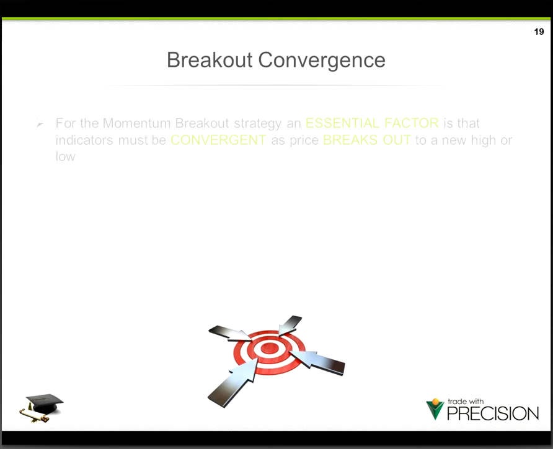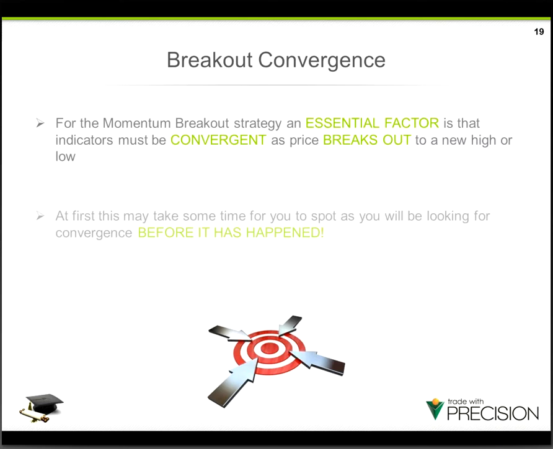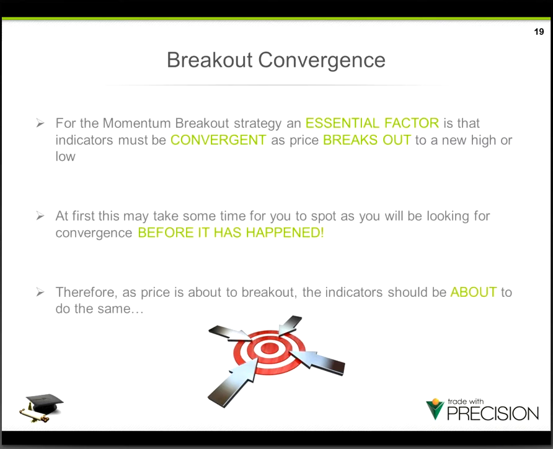Now, when we're using the momentum breakout strategy, we are looking for indicator convergence on the breakout to new highs or new lows. So this will be a little different to spot when we're looking for flat levels and convergence, as opposed to the convergence examples that we just looked at, where price was making successive higher highs or lower lows. Okay, so with flat levels leading up to the breakout, we're often going to have to make that prediction about whether convergence is likely to continue on the breakout of the flat level.